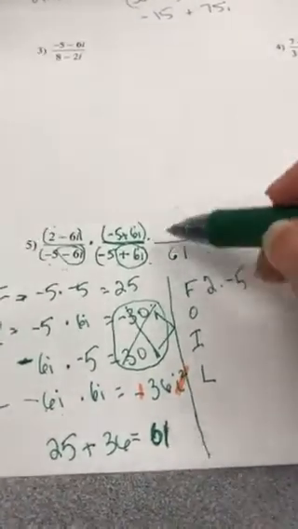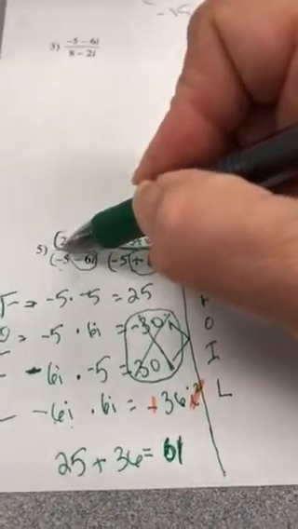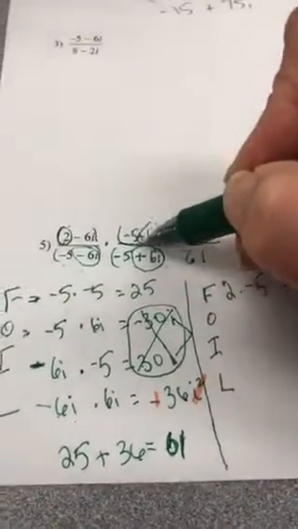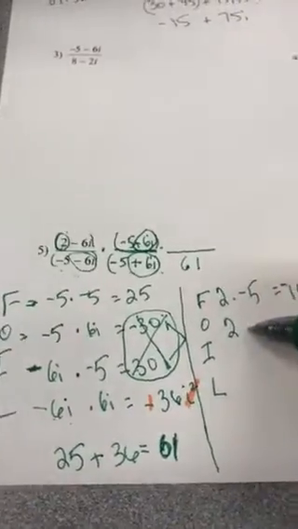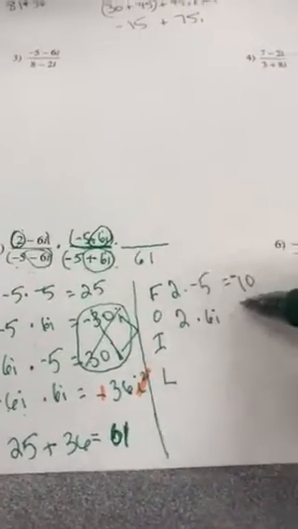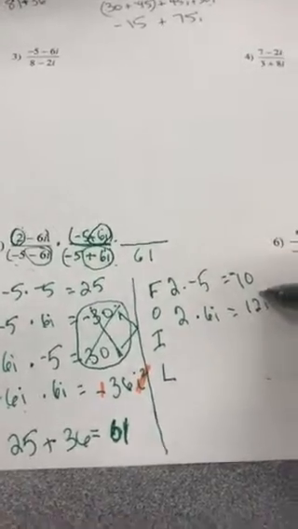My O is the 2 on the outside. That's going to be this 2 right here and that positive 6i. They're my 2 on the outside of the picture, right? 2 times 6i, which gives us 12i.